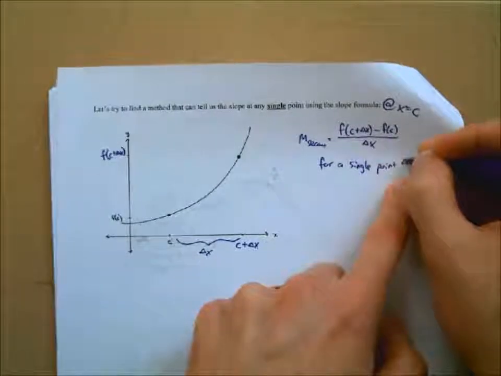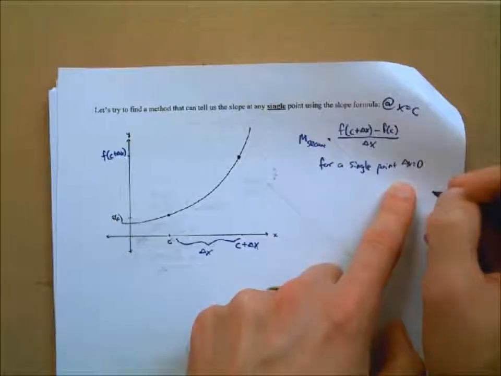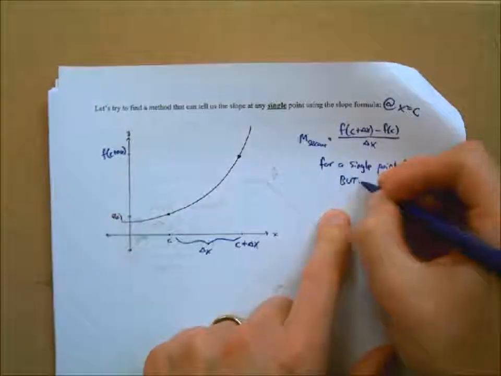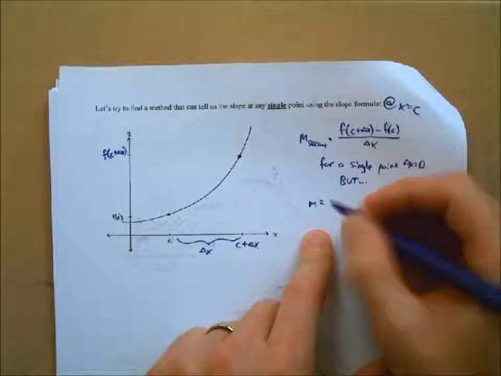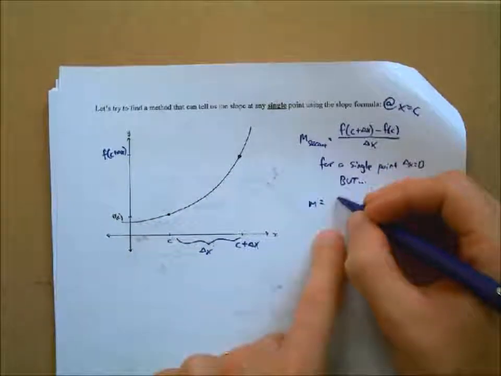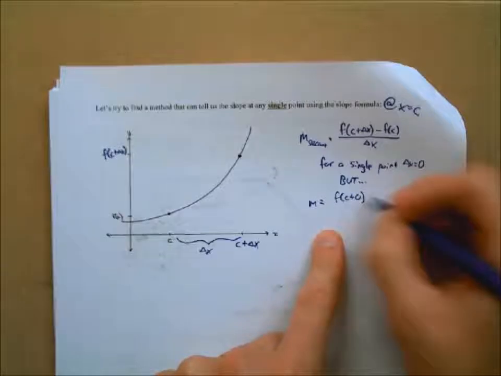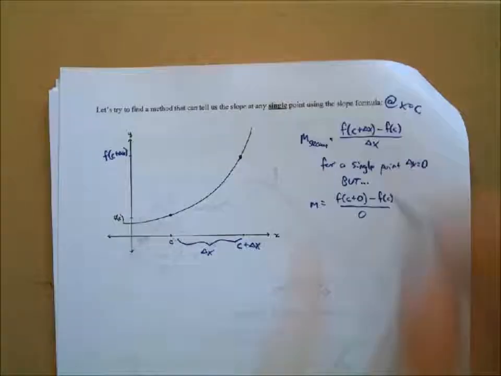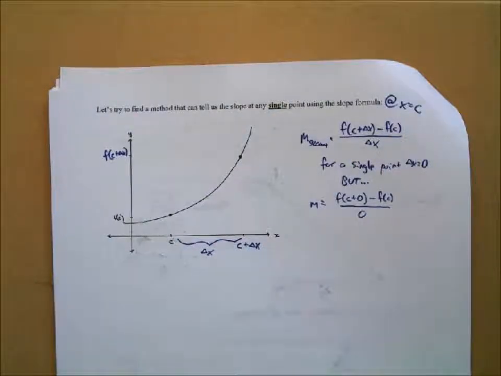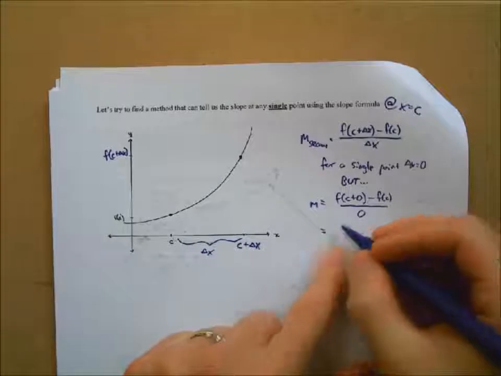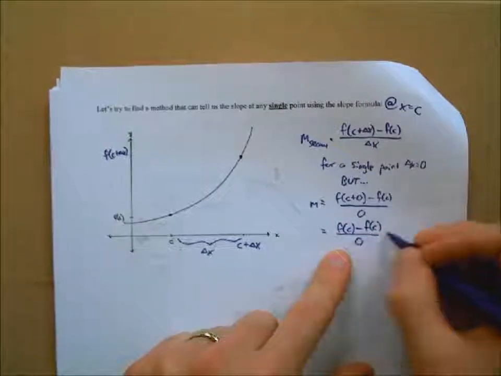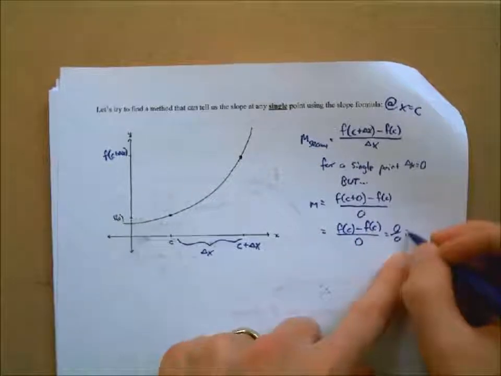So for a single point, delta x equals 0. But if we put in 0, we get f of c plus 0 minus f of c over 0. We plug in 0 here to try and find that slope at a single point, and we get f of c minus f of c over 0, which is then 0 over 0, an indeterminate form.